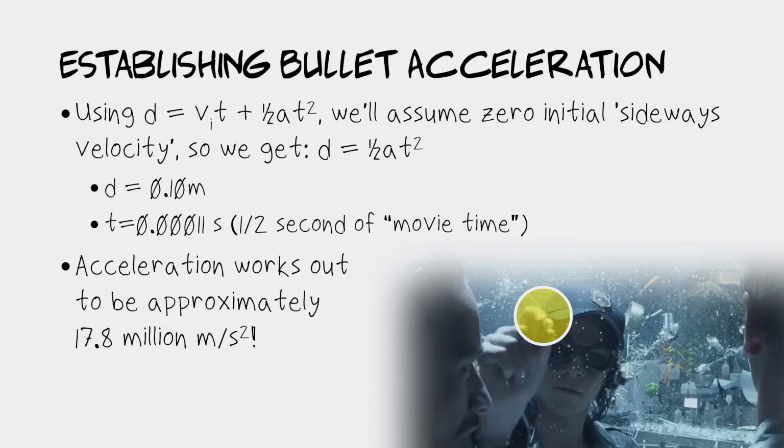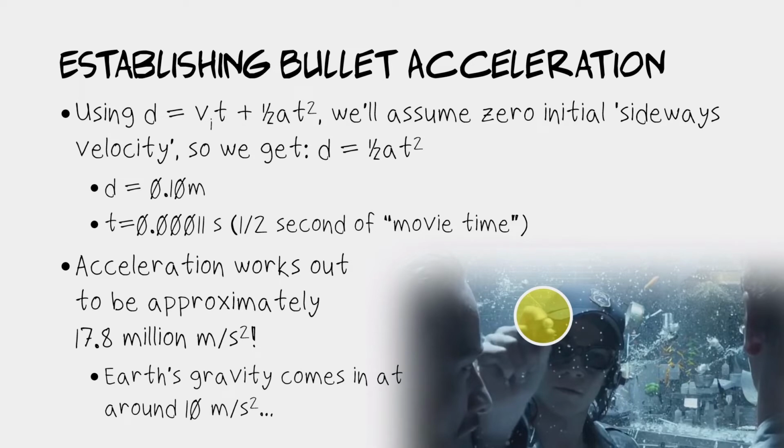But in any case, moving forward. When you do the math, the acceleration works out to a very, very large value of 17.8 million meters per second squared. In comparison, the acceleration of an object when you drop it due to gravity is around 10 meters per second squared. So the bullet experiences a tremendous acceleration. And again, if we're going to be realistic about it, that bullet probably wouldn't survive this. It would probably just melt in his hands. But whatever, it's a movie, so let's keep going.